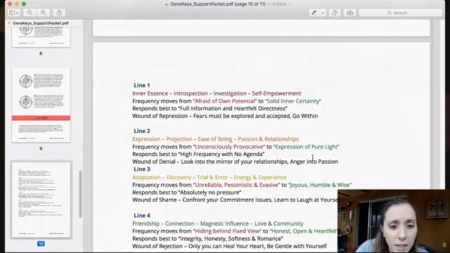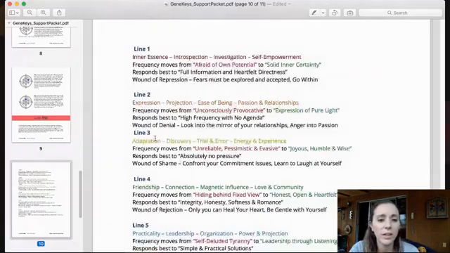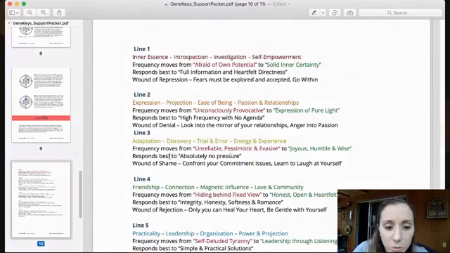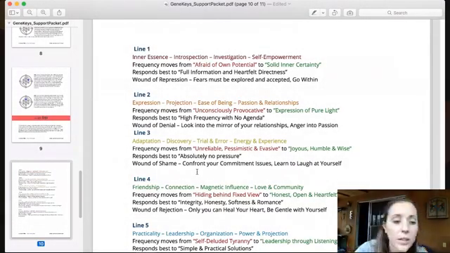Okay. And then line 3 is adaptation, discovery, trial and error, energy, and experience. We've talked about this one before. You need different experiences. No pressure at all, just different experiences to experience this. It's the wound of shame. Confront your commitment issues and learn to laugh at yourself. So you need trial and error, adaptation, discovery, all those things for you to be able to work through this line. Do I have a line 3? I don't have a line 3. I don't have any line 3s.